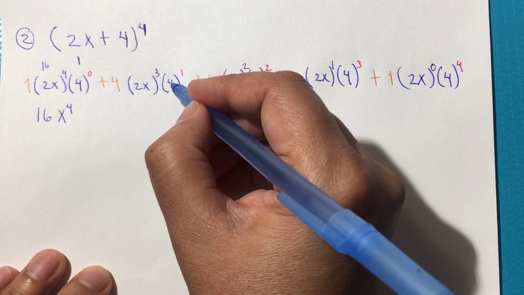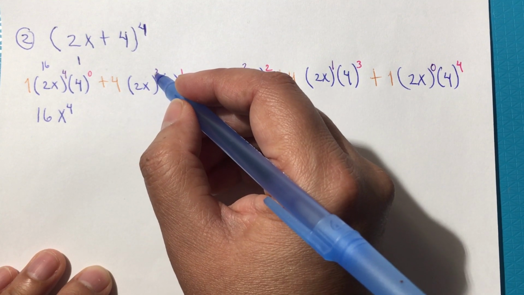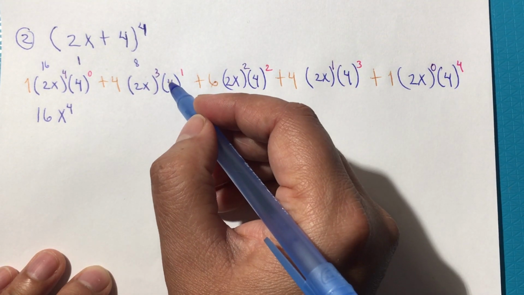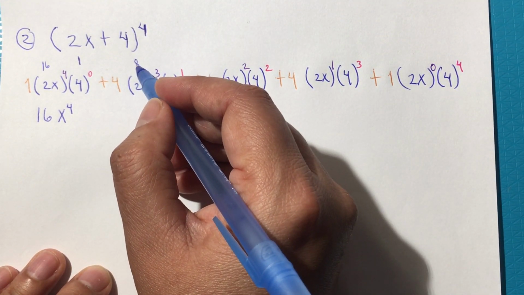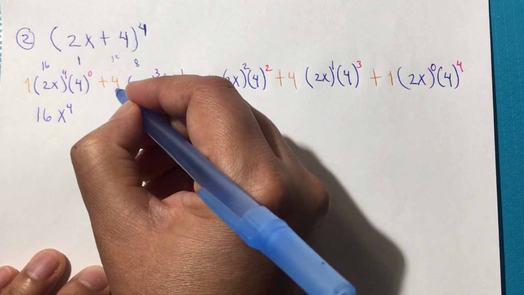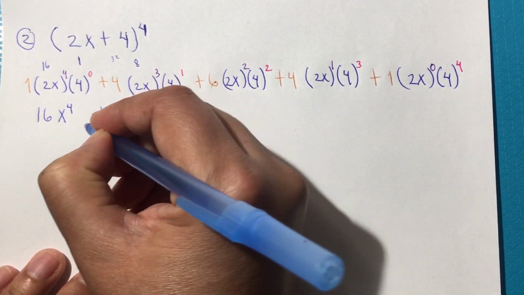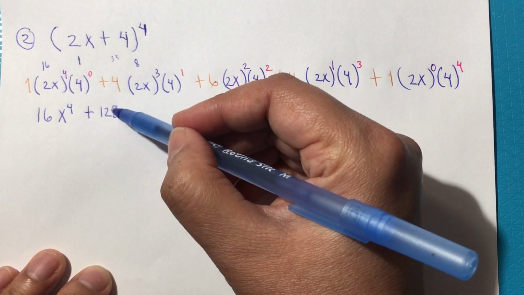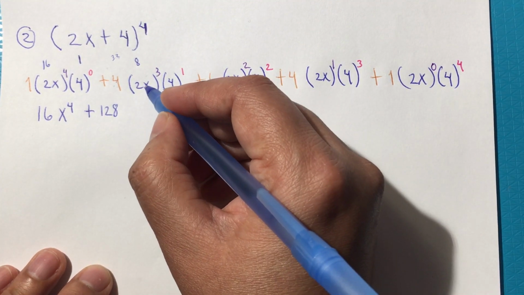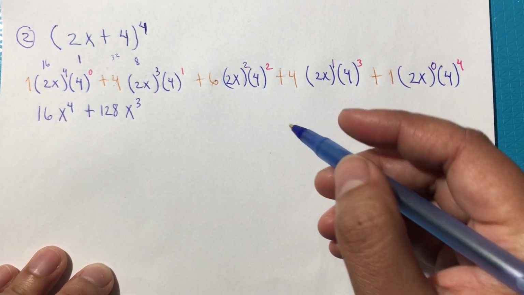For the next one, we have 4 to the first power is 4. 2 to the third power is 2 times 2 is 4, times 2 is 8. And so 4 times 8 is 32. 32 times 4 is 8, 12, 128. So 4 times 2 is 8. 4 times 3 is 12. For the variables, all we have is x cubed. And that's all for that term.